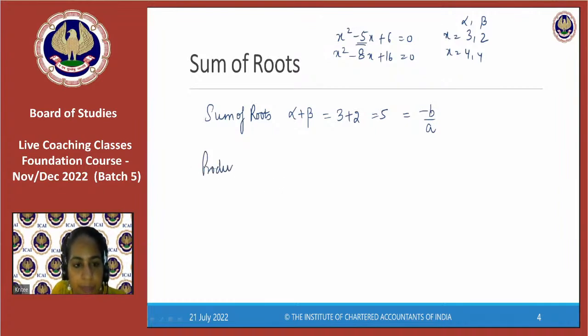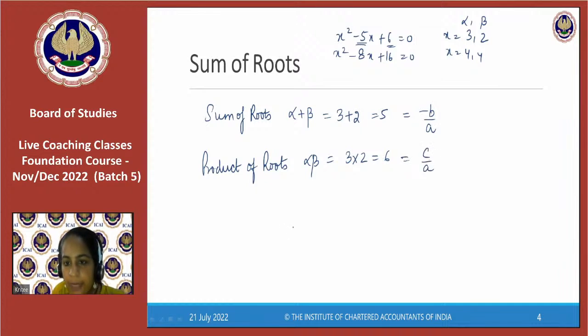We will take up the next slide also, product of roots. Product of roots means multiplying these roots. So it is 3 into 2, which gives you 6. 6 was what? It was c only. So it is c by a.